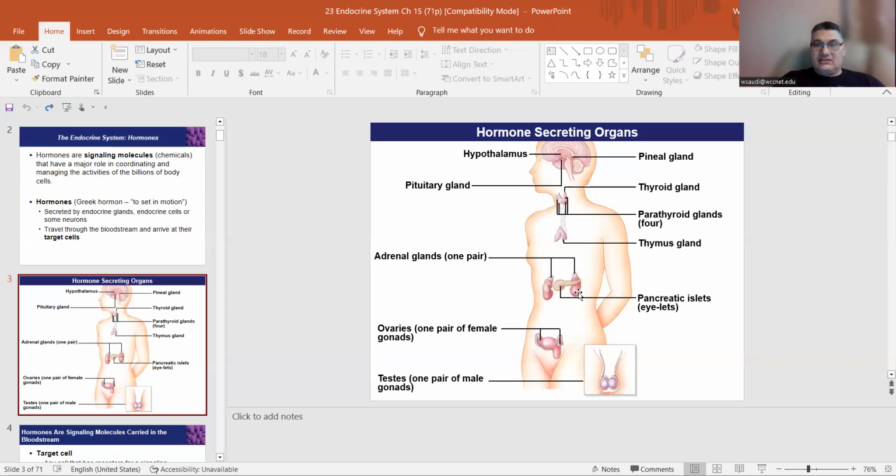These are the two kidneys. On top of each kidney, there is an adrenal gland, or suprarenal gland.